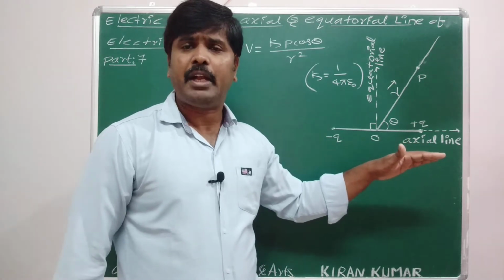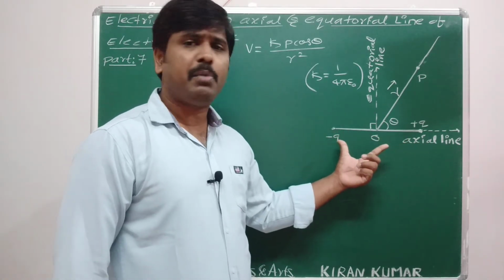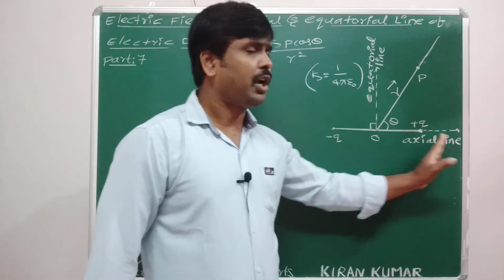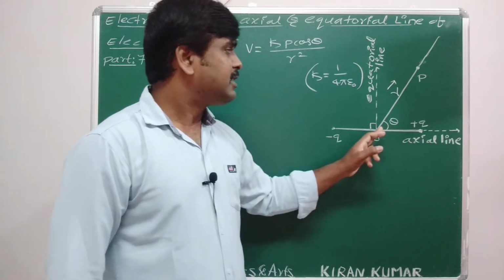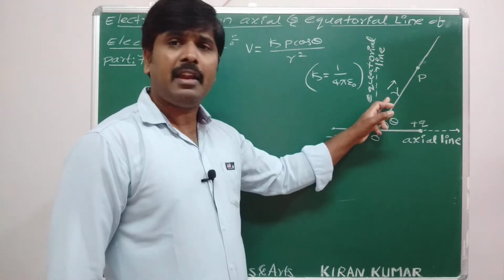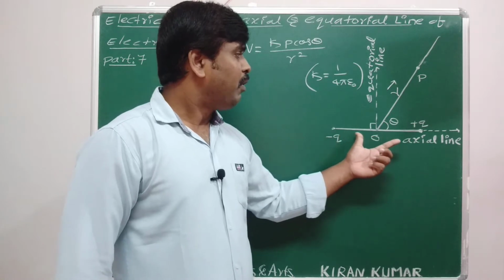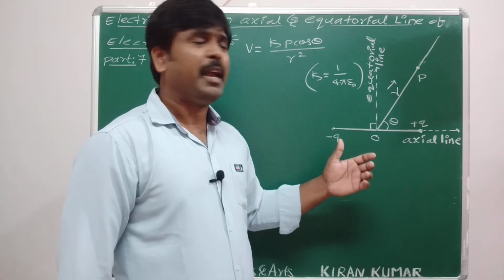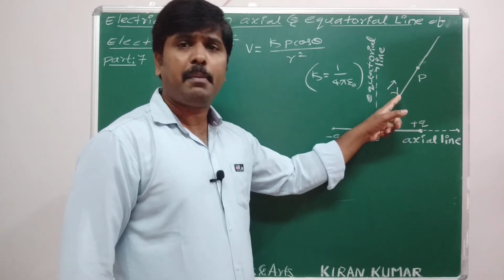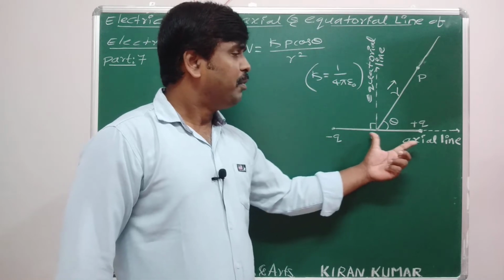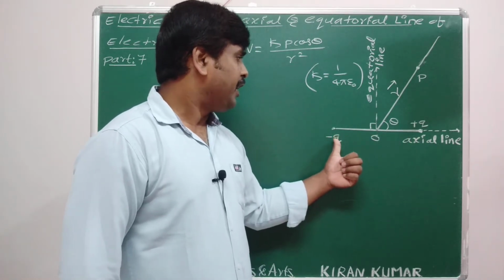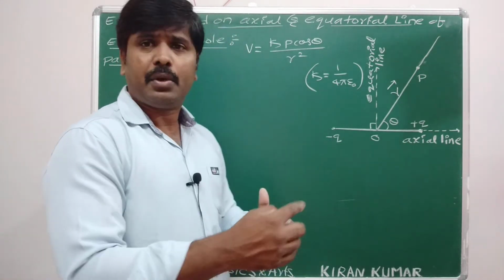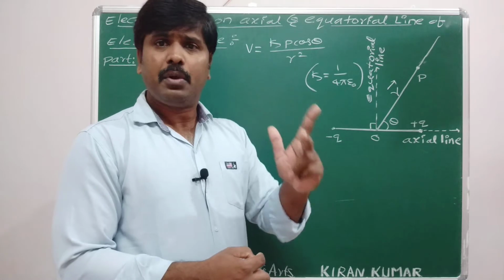What is the dipole moment? The product of charge and length of the dipole is called the electric dipole moment. The direction is from the negative charge to the positive charge. Here theta is the angle made by the radial vector with the dipole moment vector. So theta is the angle made by the radial vector r bar with the dipole moment vector from the negative charge to the positive charge. This is theta.